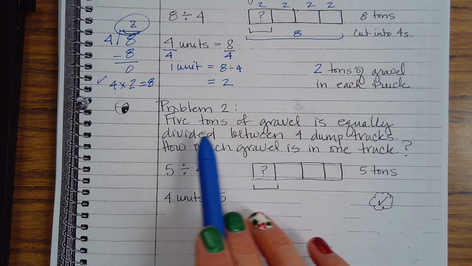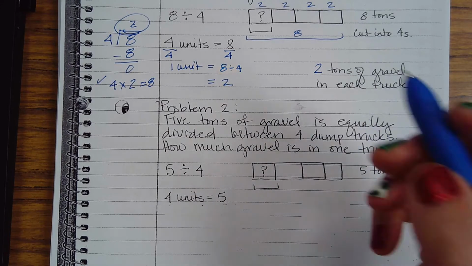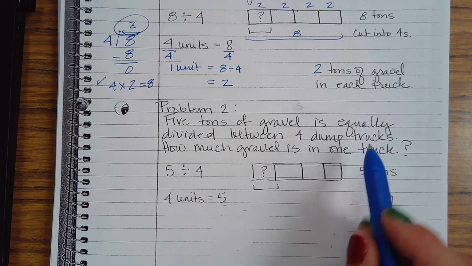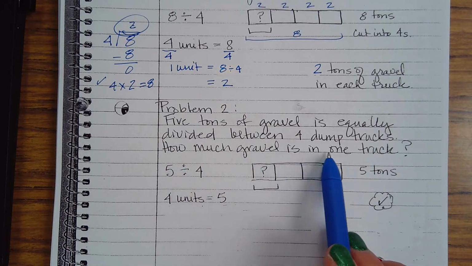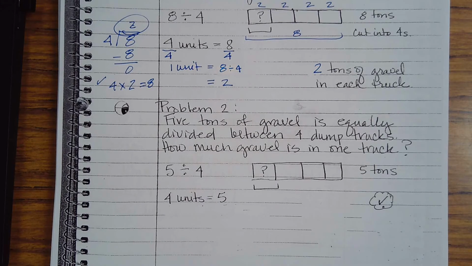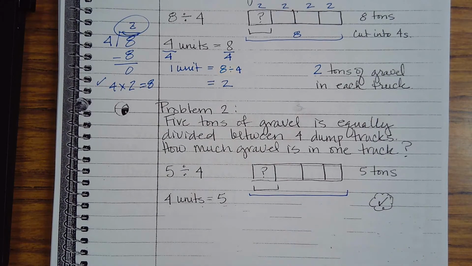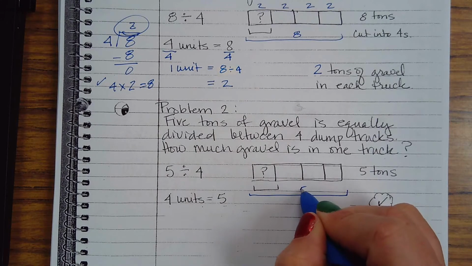So 5 tons of gravel is equally divided between 4 dump trucks. How much gravel is in one truck? So what changed? How would our drawing be different if we had 5 tons of gravel? Well, our whole would be different, 5 and not 8. The tape diagram is the same, except for the value of the whole is different. So instead of 8, we now have 5, right?